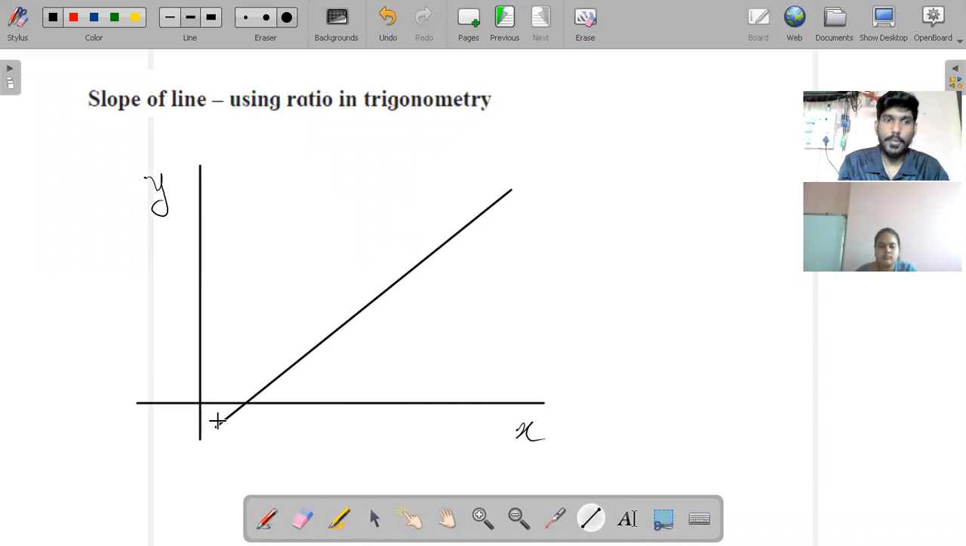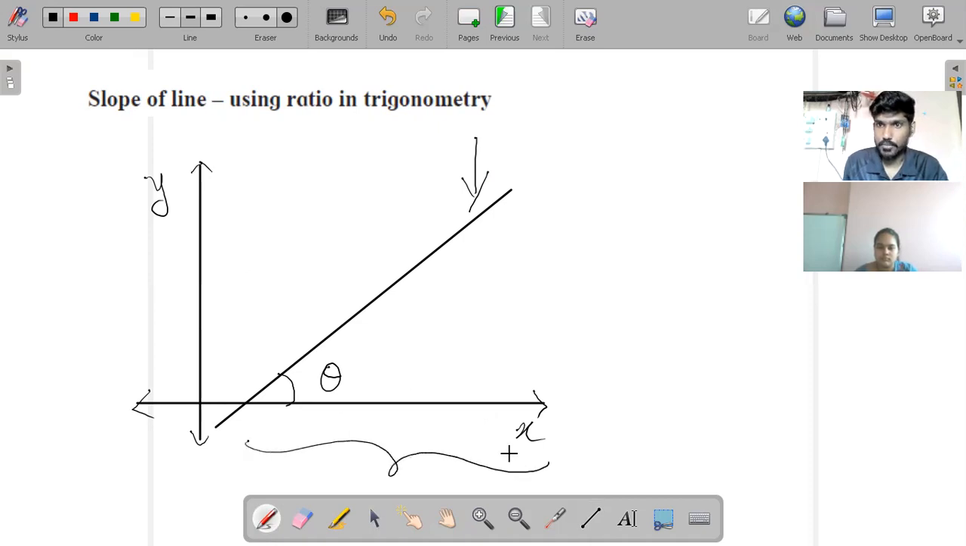So using trigonometry, we can find out the slope of this line. There's no need for me to use the formula y2 minus y1 upon x2 minus x1. There is one more formula. What you have to see is what angle this line makes with the positive x-axis. What do you mean by positive x-axis? Only the right-hand side, only this portion. So you have to see what angle this line makes with the positive x-axis.